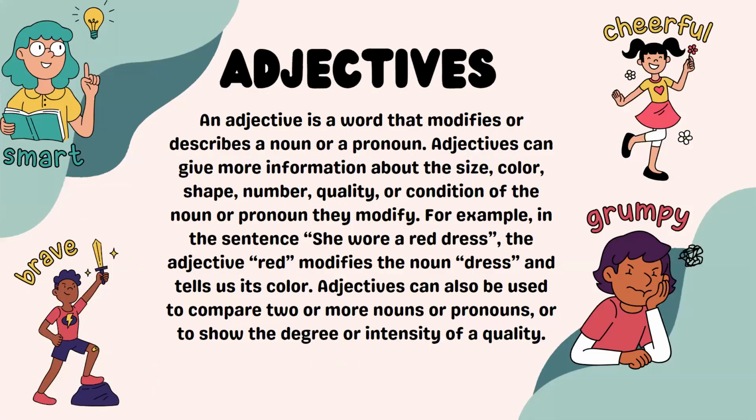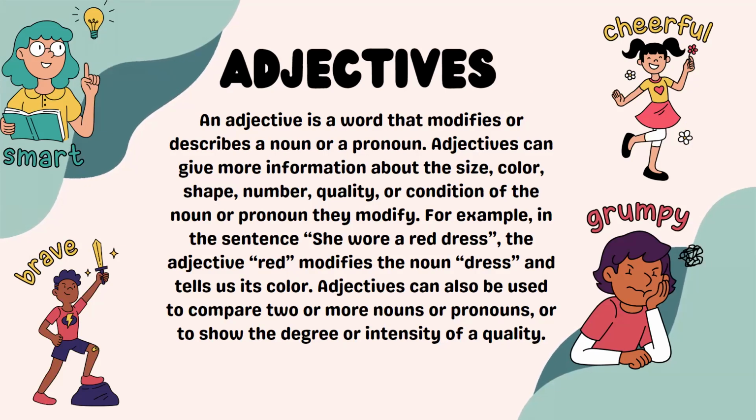Next, we're going to move on to adjectives. Adjectives are my favorite part of speech because they describe nouns or a pronoun. So they usually give a little more information about the noun that's not provided in the noun, such as the size, color, shape, number, quality, or condition of the pronoun or noun. Like they say in this example, she wore a red dress. The adjective would be red because it's clarifying what color the dress is.